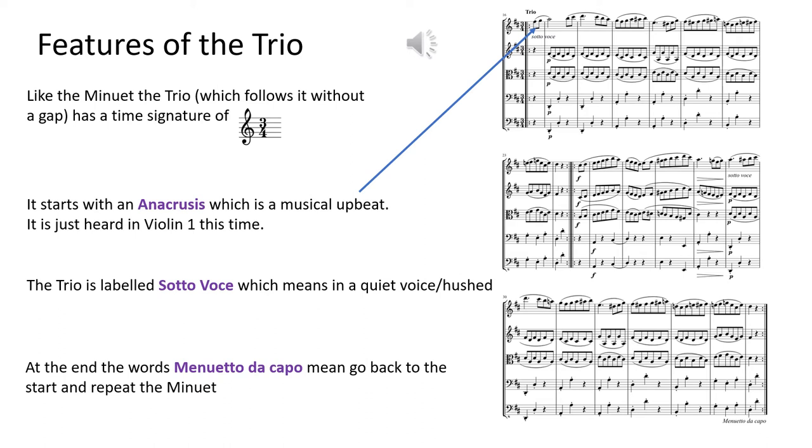The trio is labelled sotto voce. This term means in a quiet or hushed voice. At the end, the words minuet or da capo mean go back to the start in the minuet. This gives the piece its ternary form. We have the minuet, the trio, and then the minuet at the end. Let's have a listen to the trio in its entirety.